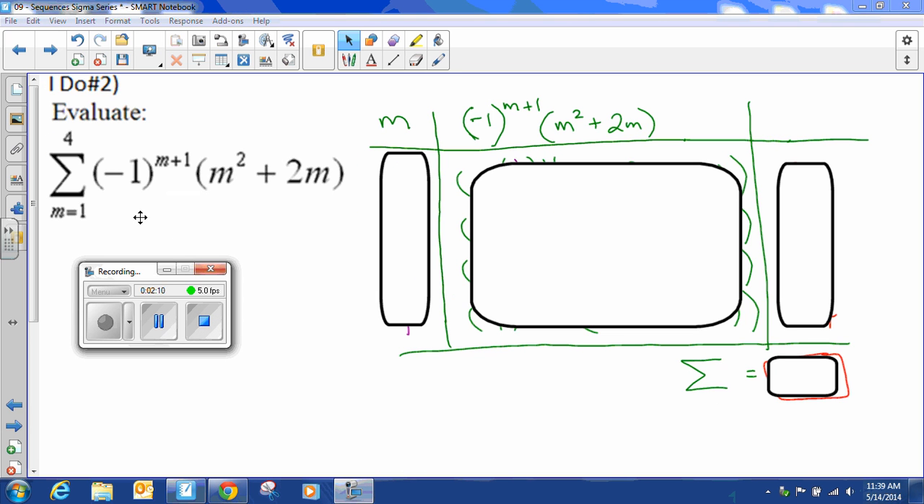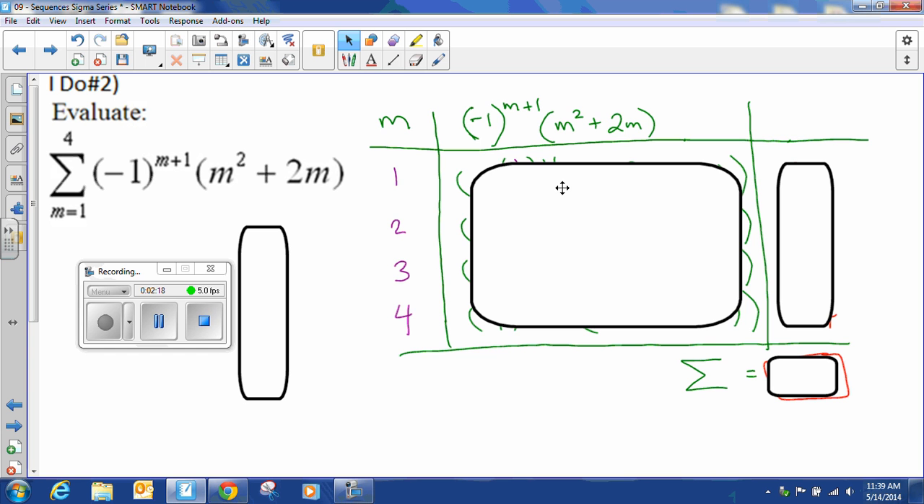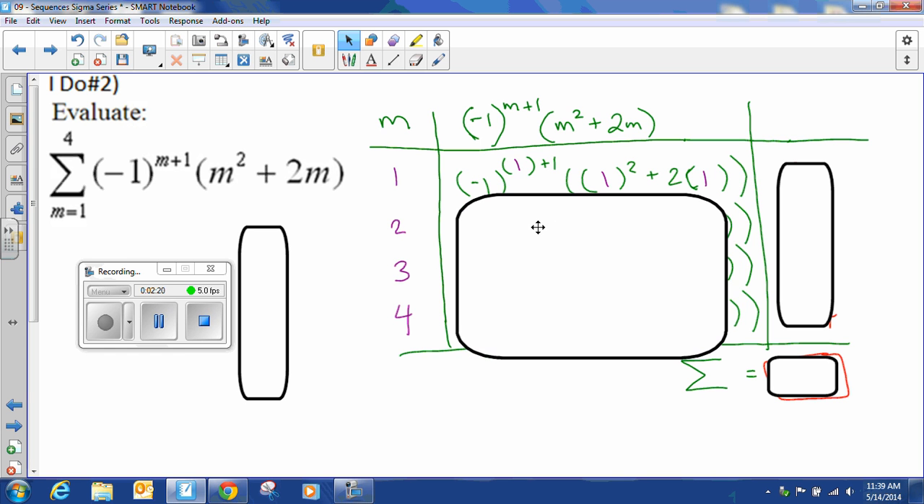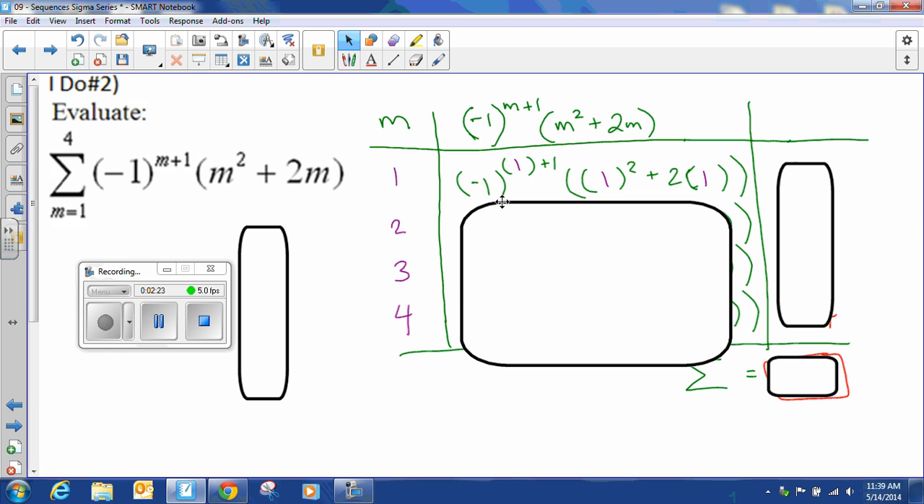Number 2, this one's a little more complicated, but it's the same process. This one starts with 1 and ends at 4. So our table looks like this. There are 4 rows. Over here, the first part of the term is -1 to a certain power. Well, -1 squared is +1. Now this part here, 1 squared plus 2 times 1 is 1 plus 2, which is 3. So the answer is +3.